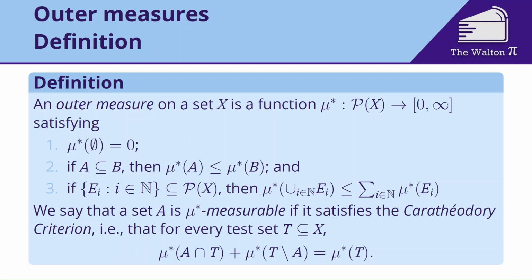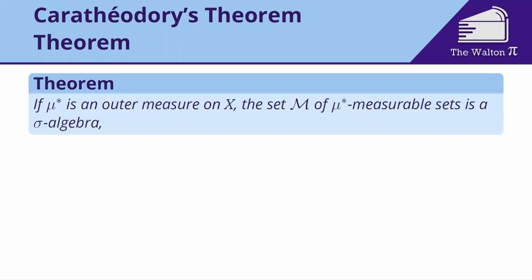And then the Carathéodory criterion is just something that we need in order for this to actually be able to turn into a measure. We're basically only going to be taking the mu star measurable sets to be able to turn that into a measure. And so this Carathéodory criterion, where A intersect T plus T minus A gives us the outer measure of T, that's going to be the key idea that we're going to need.